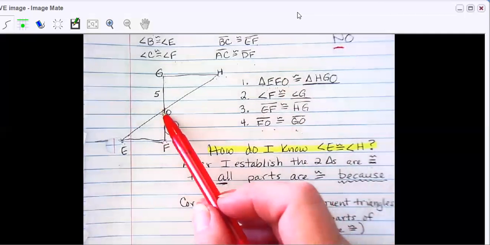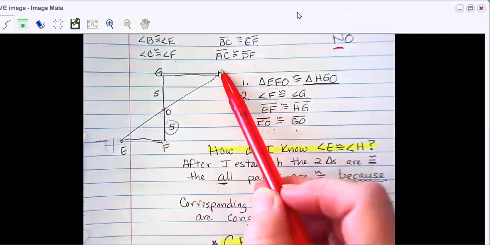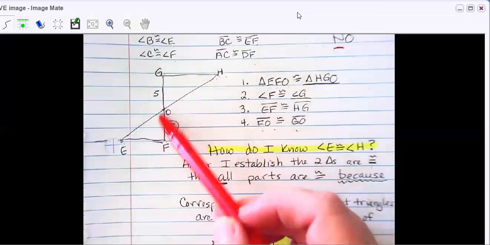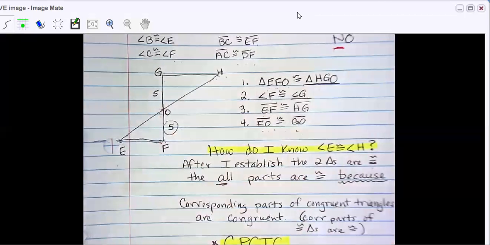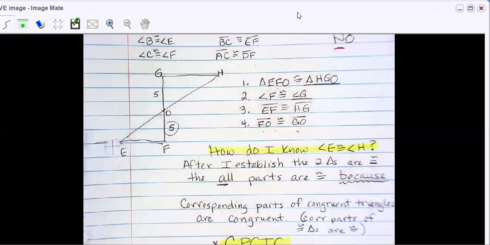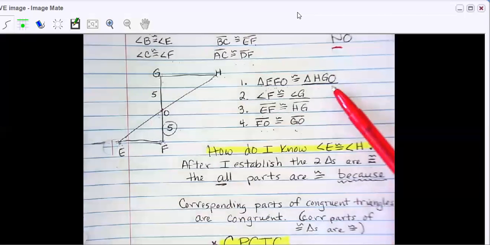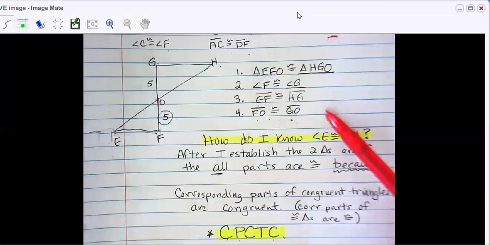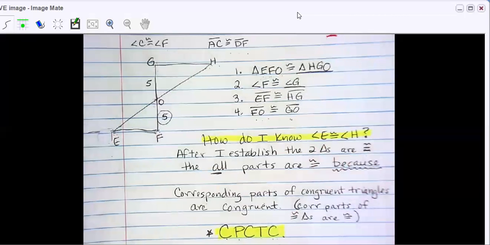So what does it look like on the other side? Well, starting way out here would be H, going toward the center line would be G, and then down to O. So we'd have triangle HGO. And then we don't even need to look at that picture anymore because I have all my information right here. So I know that angle F is congruent to angle G. Side EF is congruent to side HG. And side FO is congruent to GO.